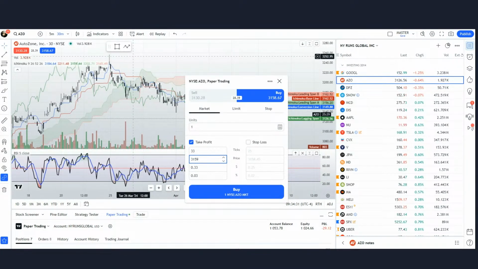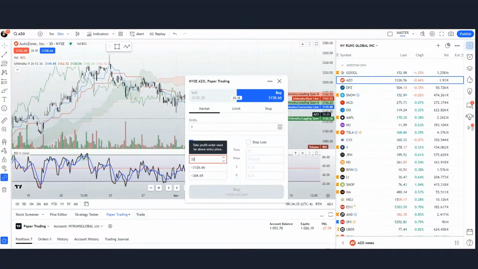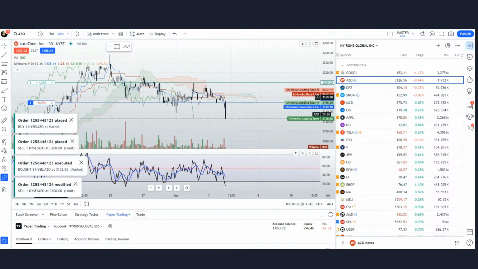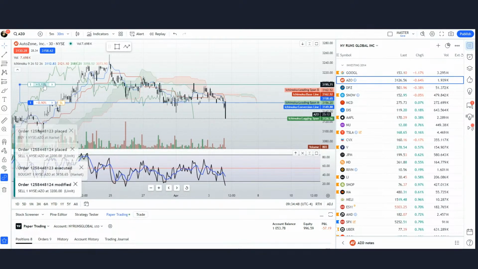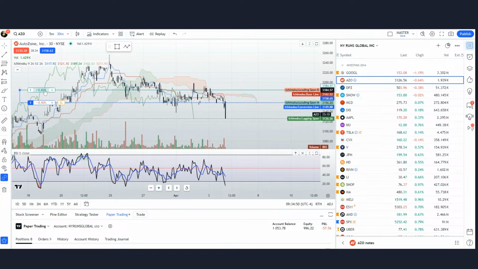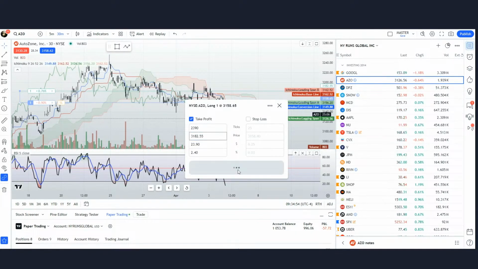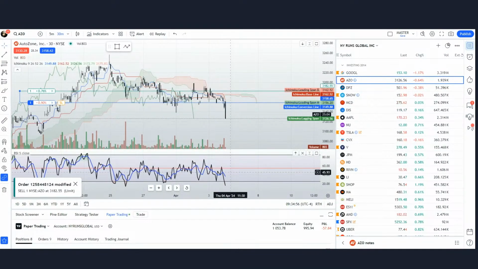31, 32.50, 32. There you go. So I'm gonna buy in AutoZone into the 31.82. There you go. Big sell to me. Time to enter right here.